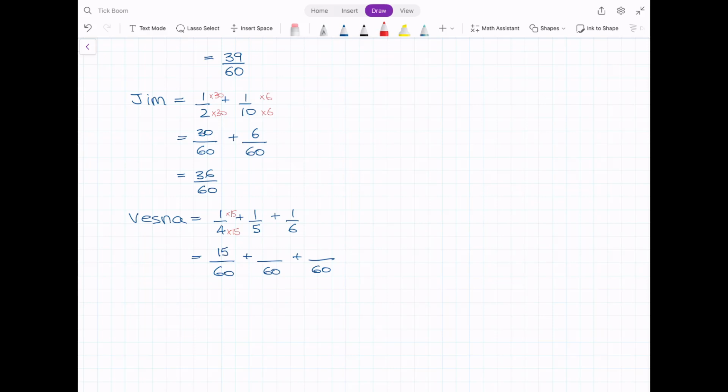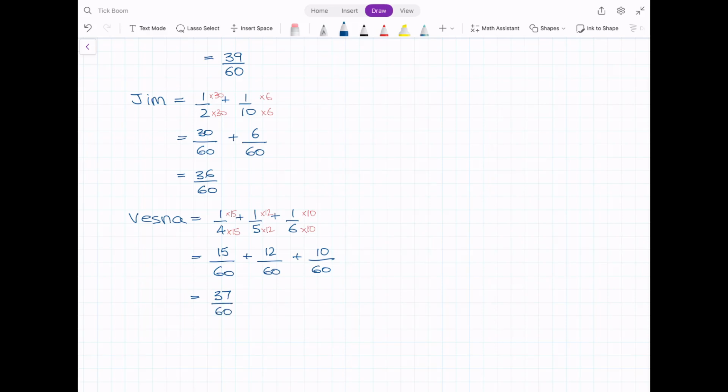For 5, 5 times 12 is how we get to 60. So we'll multiply the numerator by 12. 1 times 12 is 12. And then for 6, 6 times 10 is how we get to 60. So we multiply the numerator. 1 times 10 is 10. And now we just add up all these numbers. 15 plus 12 is 27. Plus another 10 would get us 37 over 60.